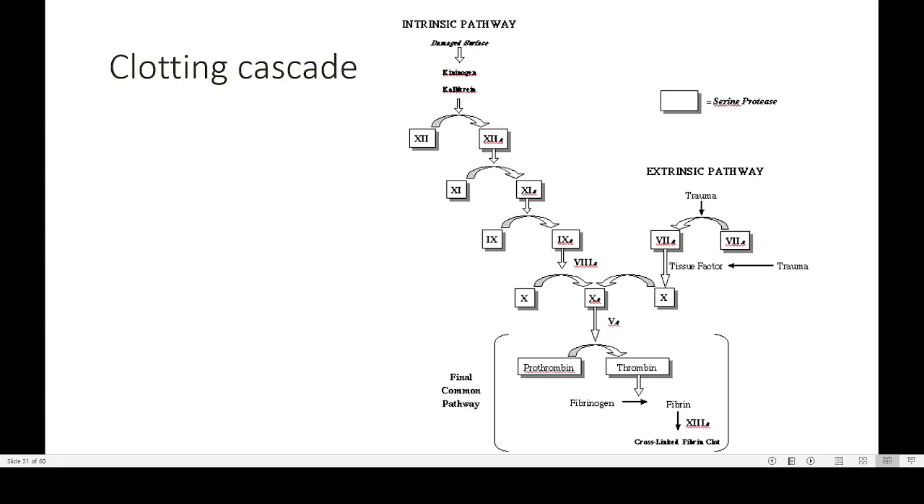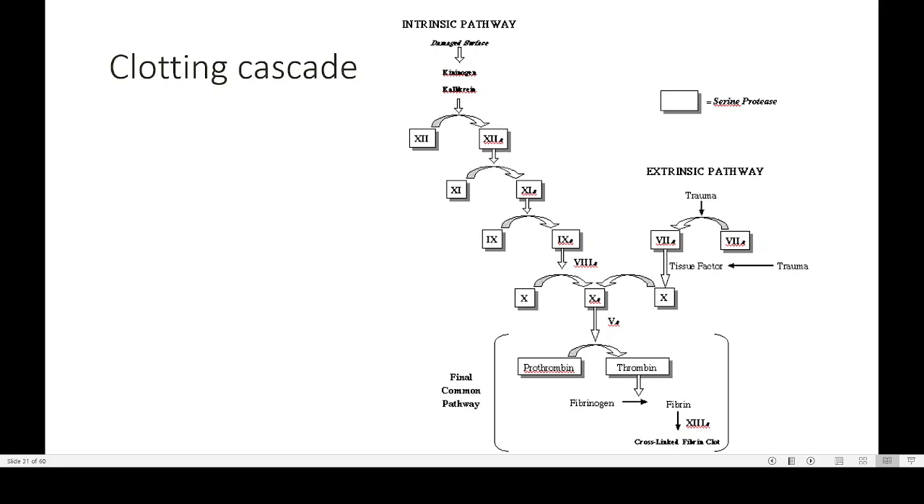In this fibrin thread or net, a lot of RBCs, WBCs and platelets will all get trapped, and a solid cap-like or plug-like structure will finally be formed that will be sealing the injury. So this is the mechanism here.